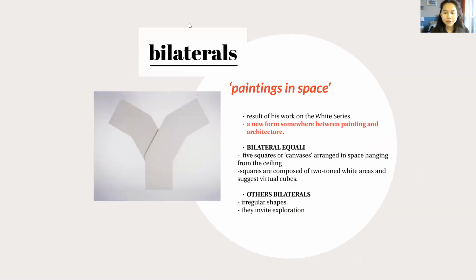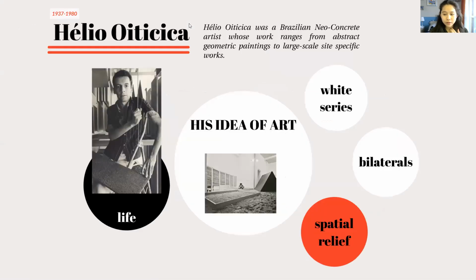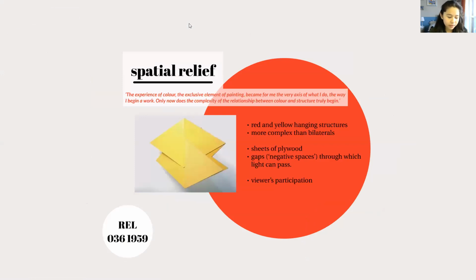And he created first the bilateral equoli, which were made up of 5 squares arranged in space hanging from the ceilings. And the squares are composed of 2-tone white areas to create different tones of white and to suggest the virtual cubes. But then he created other types of bilaterals, which had irregular shapes. And all the bilaterals invite to exploration, because only by walking around them you can see the differences in color. And after his works on the bilaterals, he started to work on the spatial reliefs.